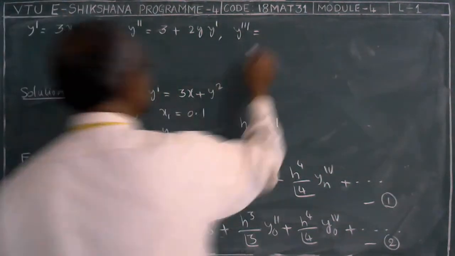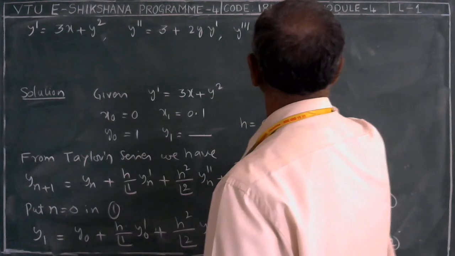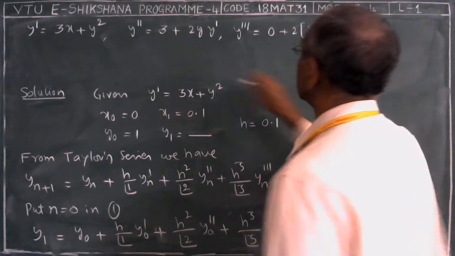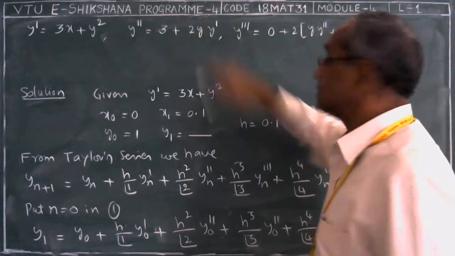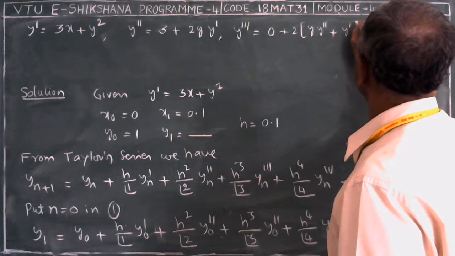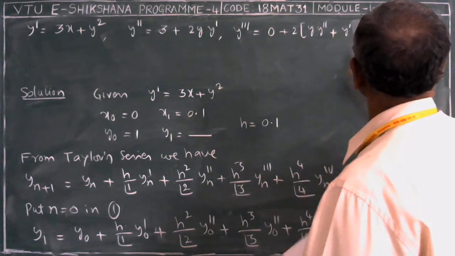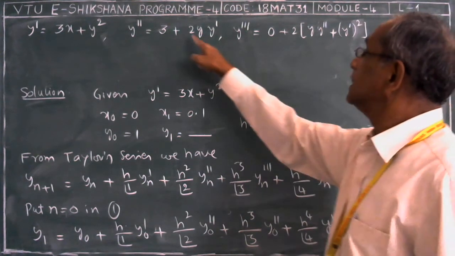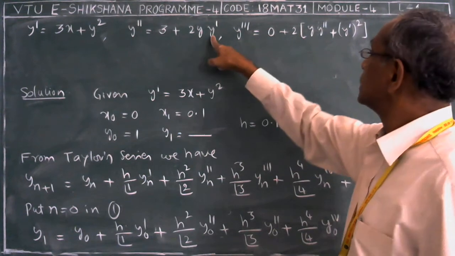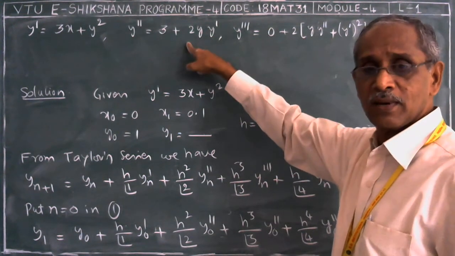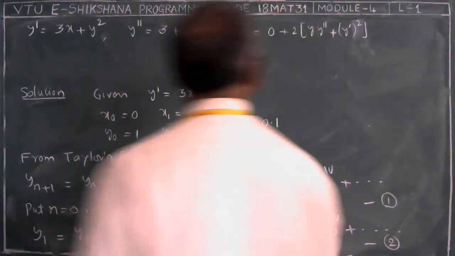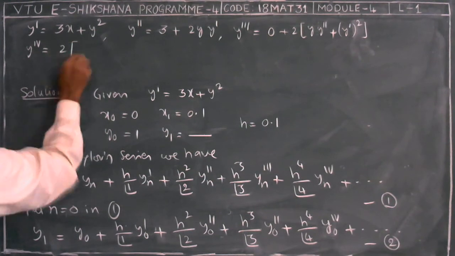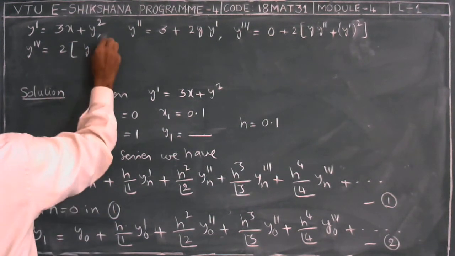Then y triple dash, the third derivative: 3 is constant, so its derivative is 0, plus we have to apply the product rule here. 2 into y into differentiation of y dash with respect to x, that is y double dash, plus y dash into differentiation of y, which is another y dash, so y dash square. Is that clear to all of you? Then y 4, the fourth derivative of y with respect to x, is 2 into y into y triple dash.